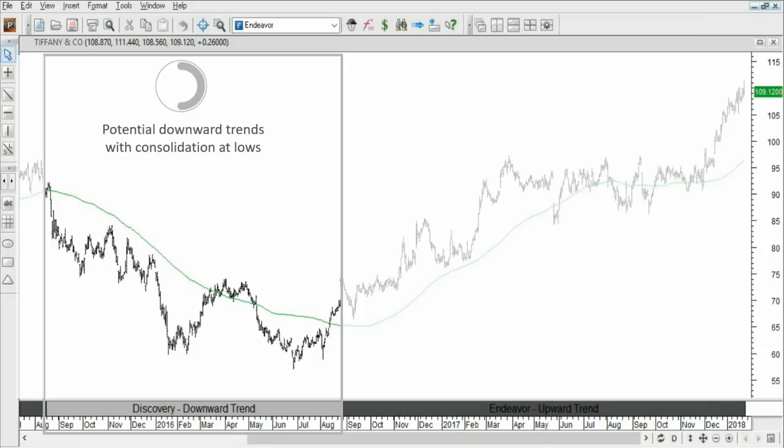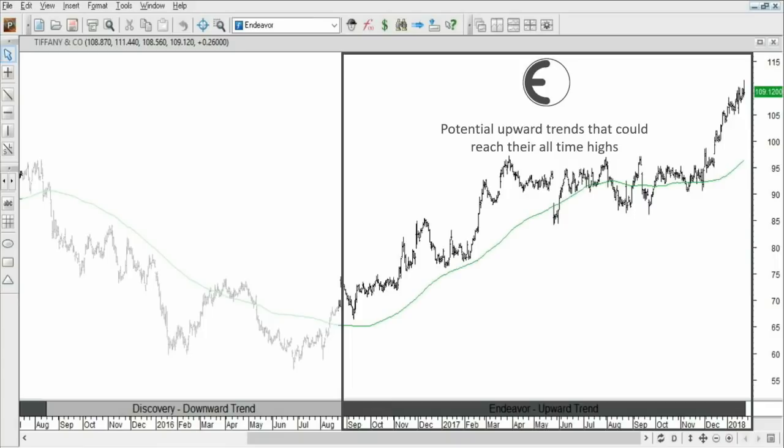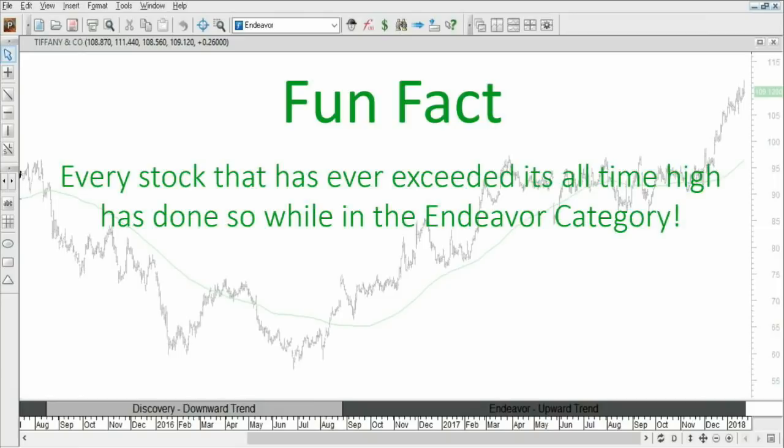Notice how then, as soon as price enters the Endeavor category, it started moving up. And that's because the Endeavor category represents price having a potential upward trend. They could reach their all-time highs. You'll find that stocks make their largest moves up when the price is in the Endeavor category. If you look back at this chart, you can see that in this case, price moved into Endeavor in around September, around $75, and then moved up to $109, which is what, a 45% increase. In fact, every stock that has ever exceeded its all-time high has done so while in the Endeavor category.